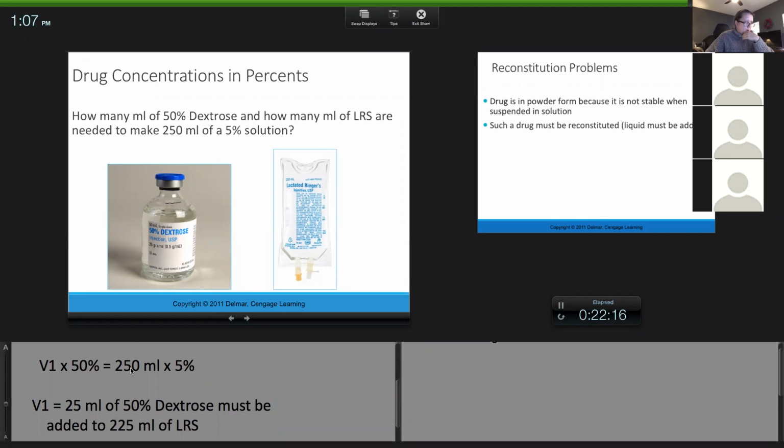If we go across, 5% times 50 is going to be over 250 mils. If we divide that out, we get 25 mils, which is what you're supposed to add of 50% dextrose. Now, remember, you're going to be pulling 25 mils out of your bag of fluids and adding 25 mils, because you need the bag to keep the same total volume by itself.